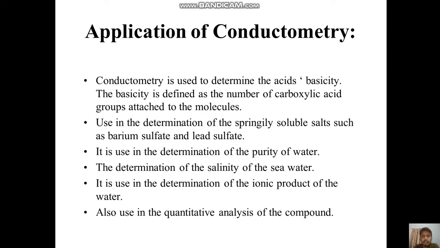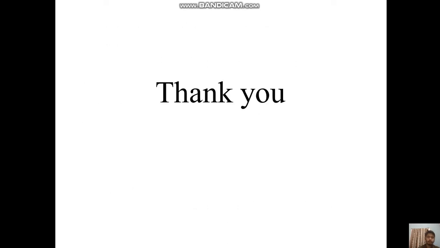Some applications of conductometry: it is used to determine the basicity of an acid. Basicity is defined as the number of carboxylic acid groups attached to the molecule. It is also used in the determination of sparingly soluble salts such as barium sulfate and lead sulfate, in the determination of the purity of water and the salinity of seawater, in the determination of the ionic product of water, and in the quantitative analysis of compounds.